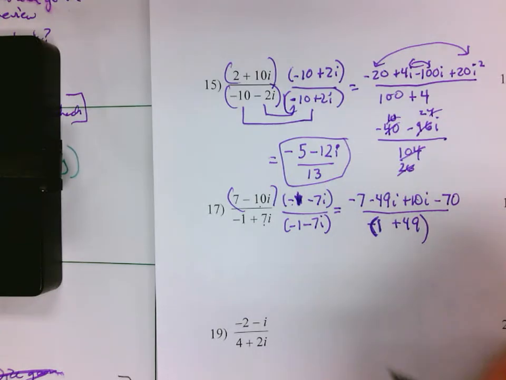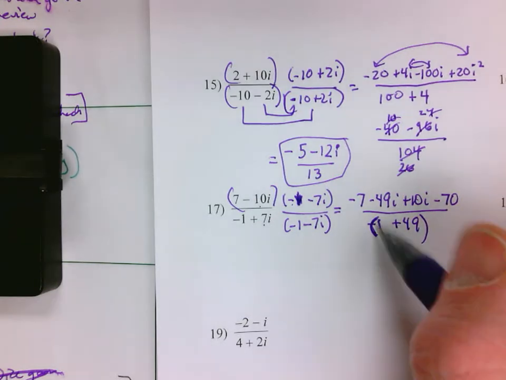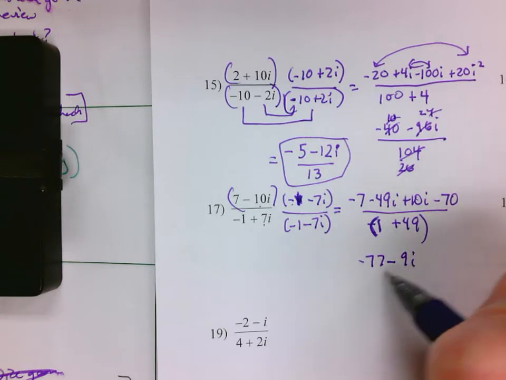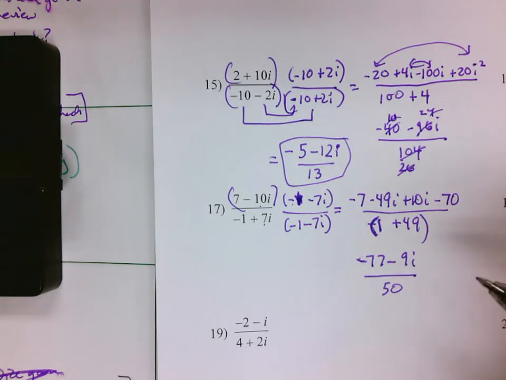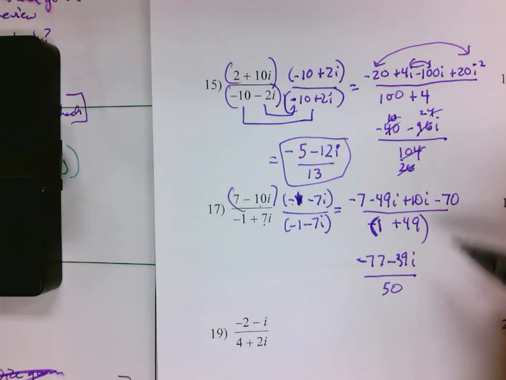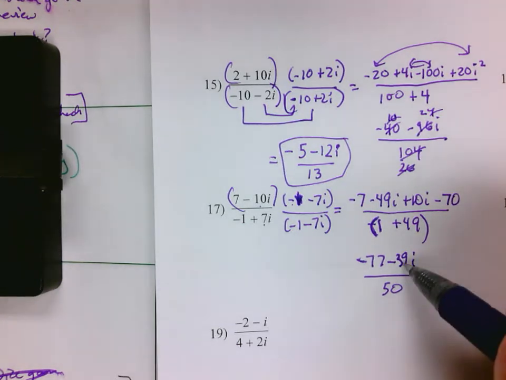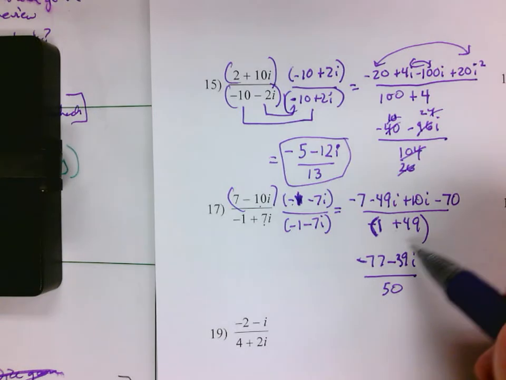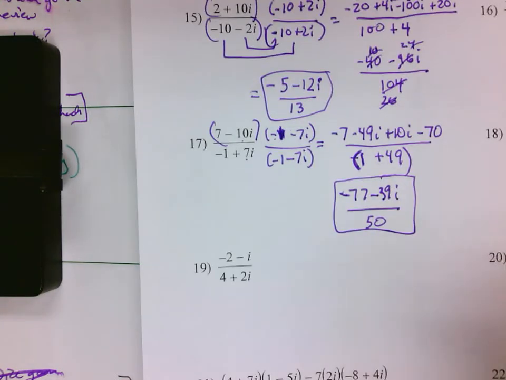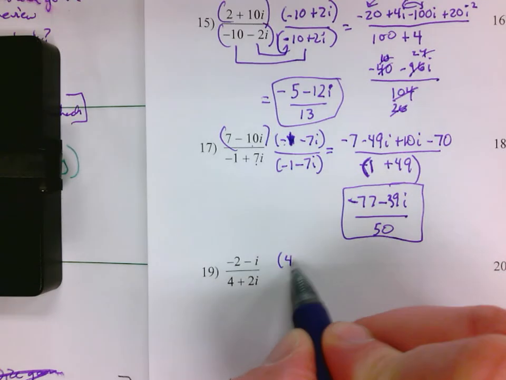So let's combine like terms. Up there we have negative 77, negative 9i over 50. And they don't simplify. Sorry, that's negative 39, negative 9, negative 39. They don't simplify any further. 3 and 13 goes in here, 7 and 11 goes in here, so I know it doesn't simplify any further. So last one, multiply by the conjugate. Multiply by the conjugate.